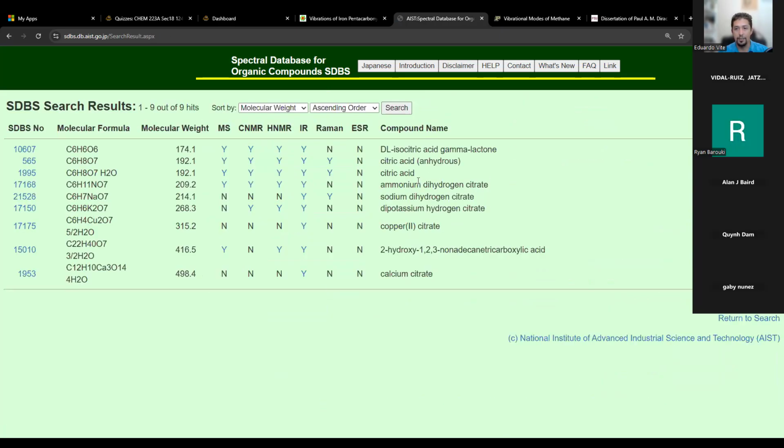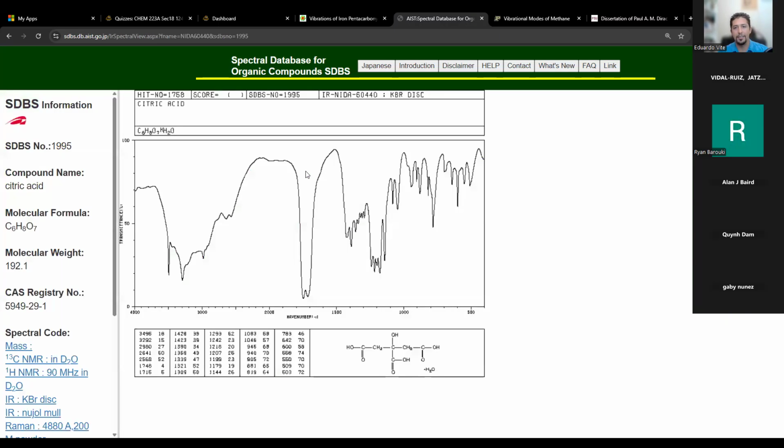All right, here it is. Third result, citric acid. IR, yes. Also, you can use this website next semester because look, you also have NMR spectra. And next semester, you're going to learn NMR. So you can use the same website. So that's the benefit you get knowing about these things. Alrighty. So citric acid, there it is.